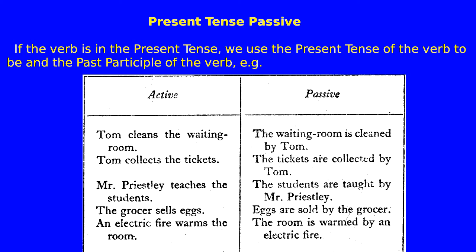Active. Passive. Tom cleans the waiting room. The waiting room is cleaned by Tom. Tom collects the tickets. The tickets are collected by Tom. Mr. Priestley teaches the students. The students are taught by Mr. Priestley. The grocer sells eggs. Eggs are sold by the grocer. An electric fire warms the room. The room is warmed by an electric fire.